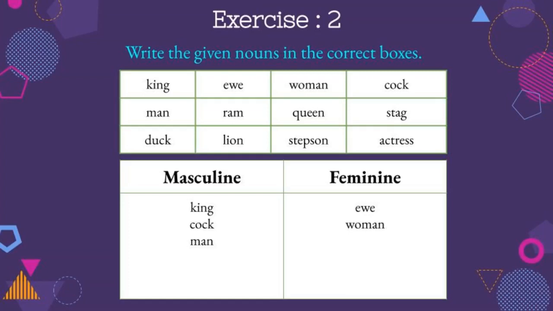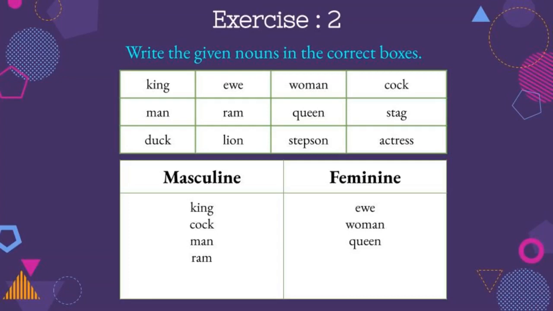And the next word is ram. Ram is not the name of a person. It is a male name of a sheep, male sheep. As I said already, ewe means female sheep, ram means male sheep. So we should write the noun ram in the masculine box. And the next word is queen. Well, we know that queen is a female person. So where we have to write this word? Yes, you are right. We should write the noun queen in the feminine box.